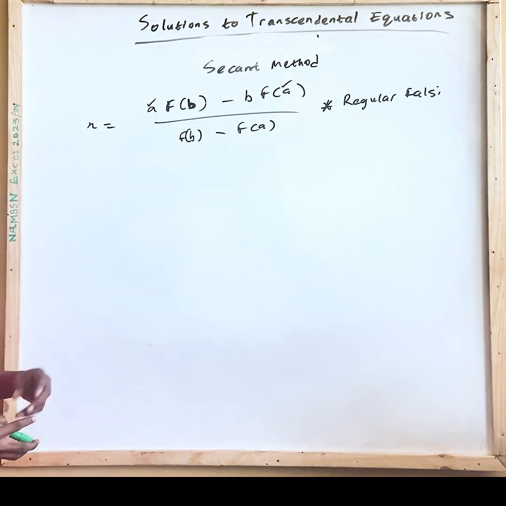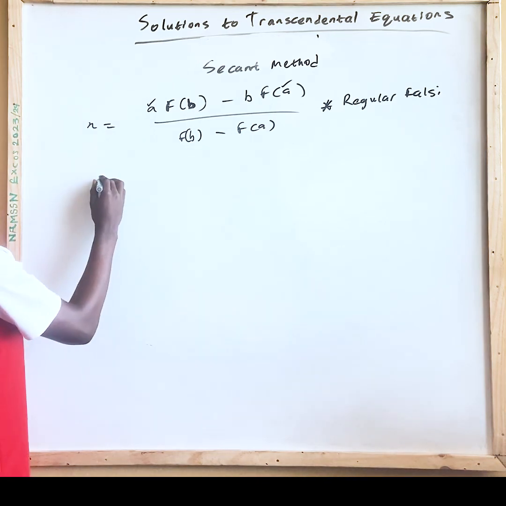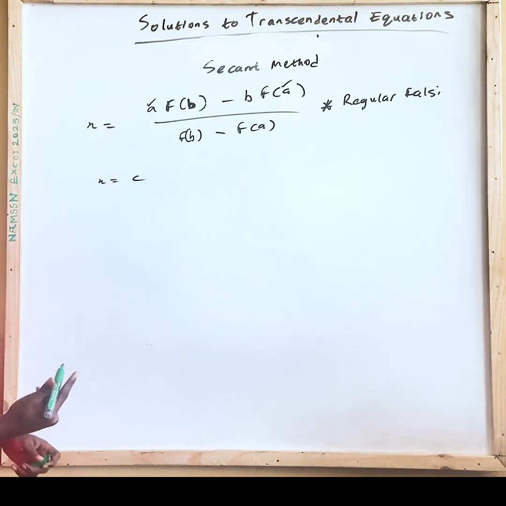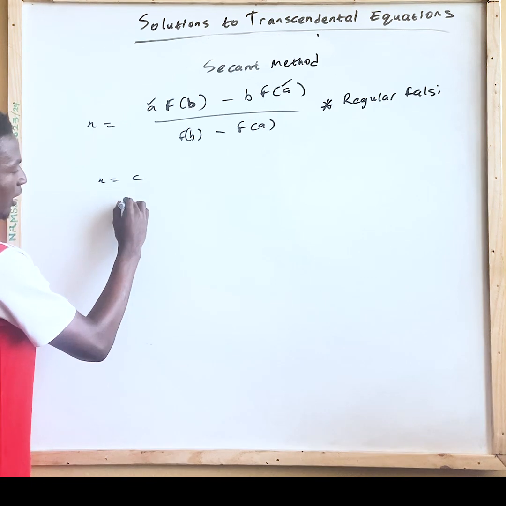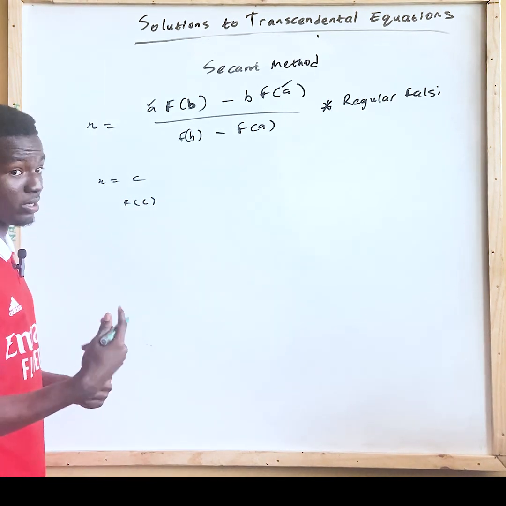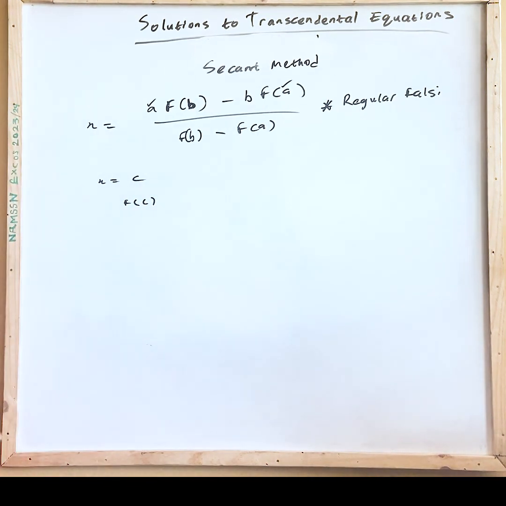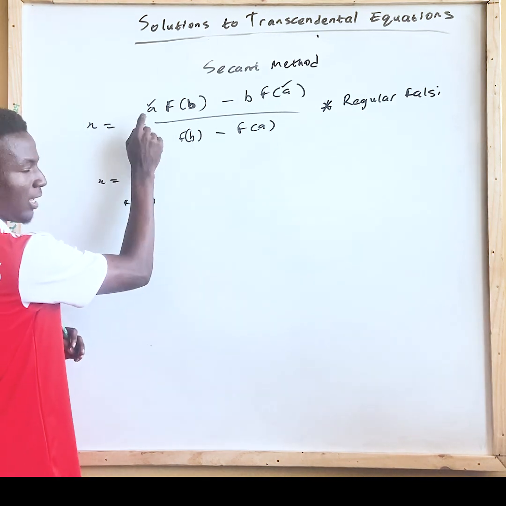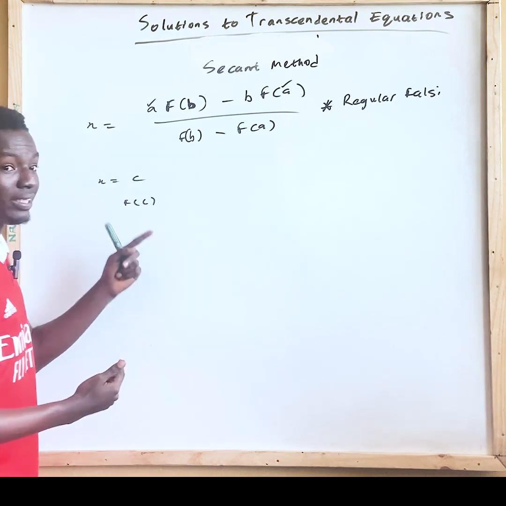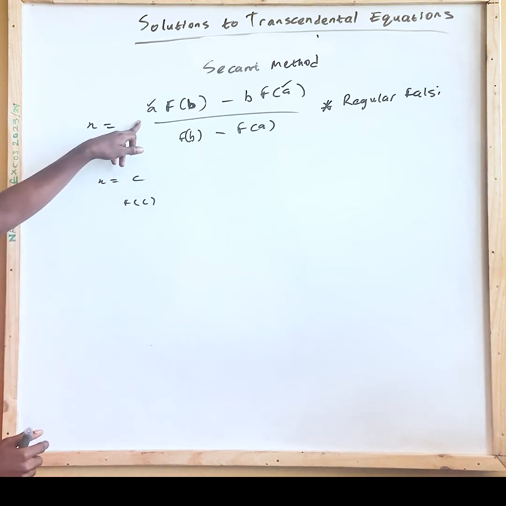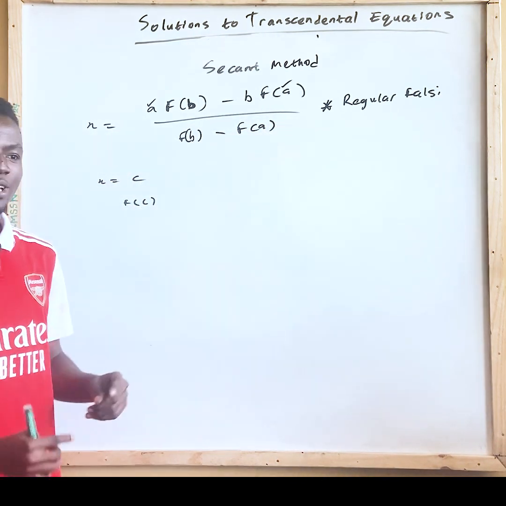Now when you iterate, and let's say you get x equals c, you check f of c. f of c would give you either positive or negative. For regula falsi, if it's negative, you have to replace the negative interval here, which means you will not have a again, you'll have c, f of c. But it's not like that for the secant method.